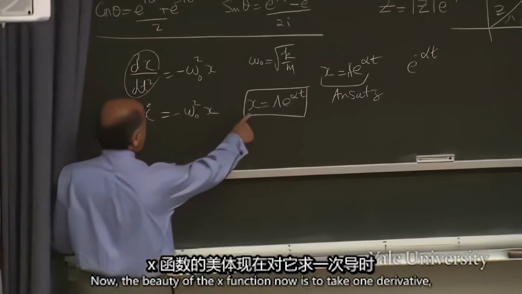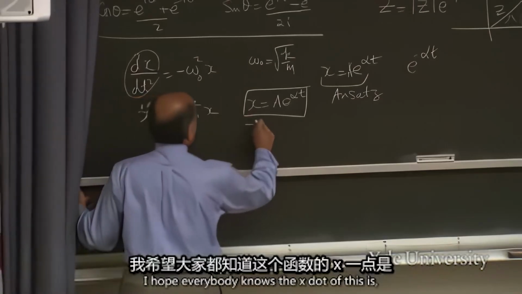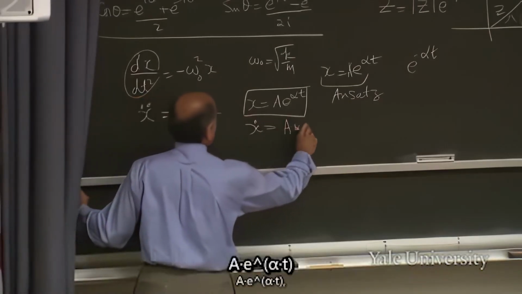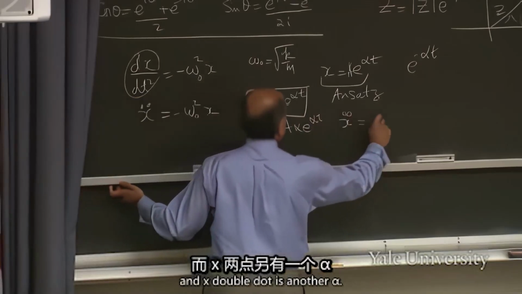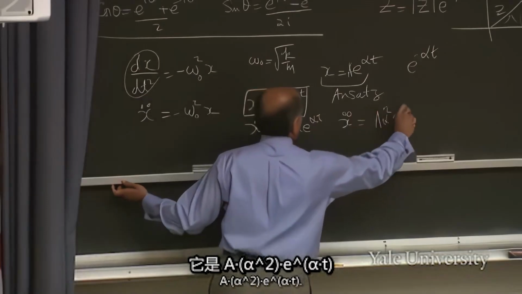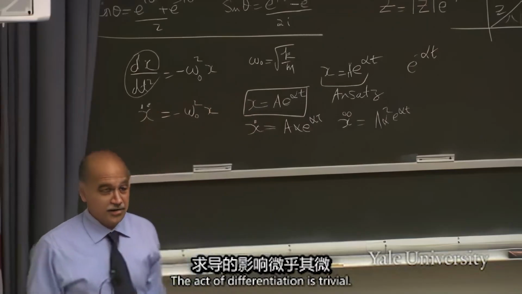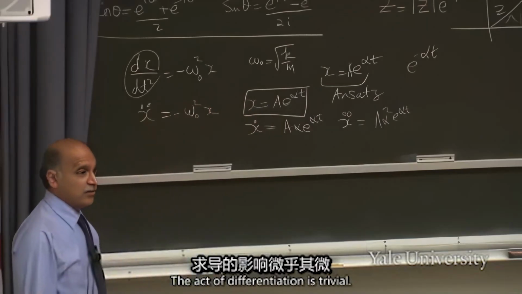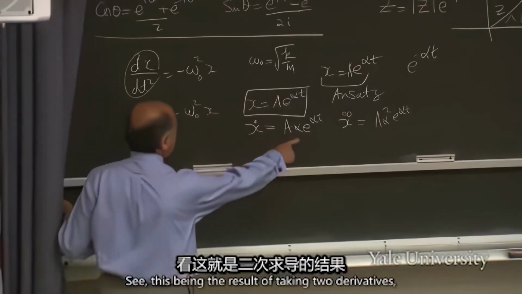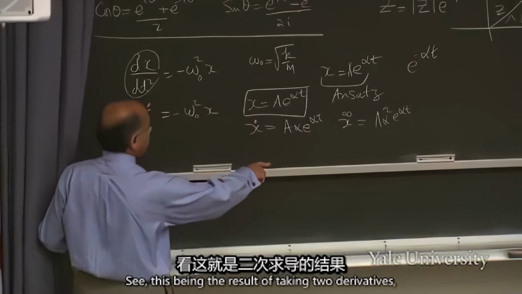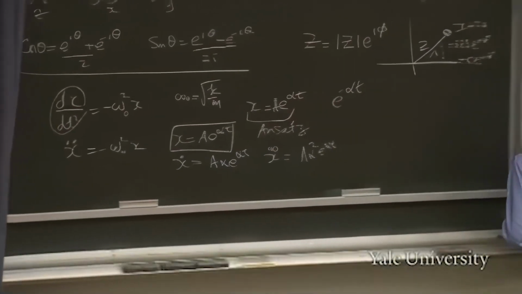Now, the beauty of the x function now is if you take 1 derivative, x dot, I hope everybody knows the x dot of this is a alpha e to the alpha t, and x double dot is another alpha, alpha squared a e to the alpha t. That's the beauty of the exponential. The act of differentiation is trivial. You just multiply by the exponent, alpha. This being the result of taking two derivatives, let me write it here now. What do I get?